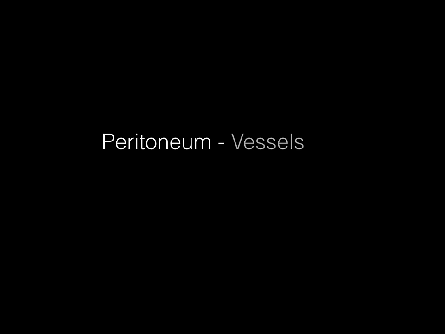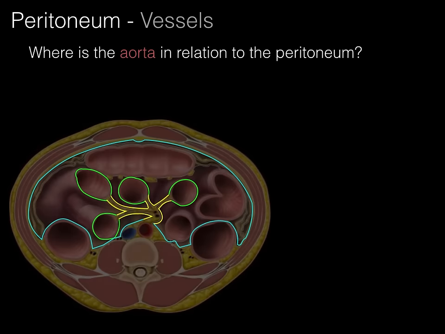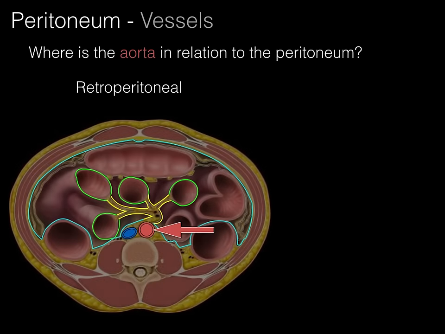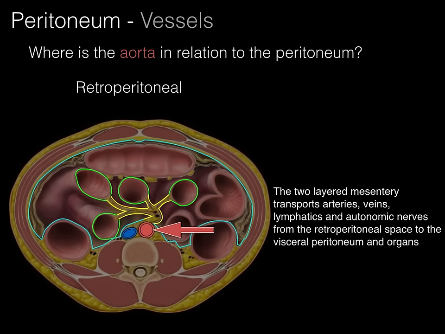Okay, let's talk about the peritoneum and its vascular supply. So where's the aorta in relation to the peritoneum? The answer: in the retroperitoneal space. Now, the two-layered mesentery transports arteries and veins and lymphatics and autonomics from the retroperitoneal space into the double-layered mesentery and then to supply the visceral peritoneum as well as the organs contained therein.